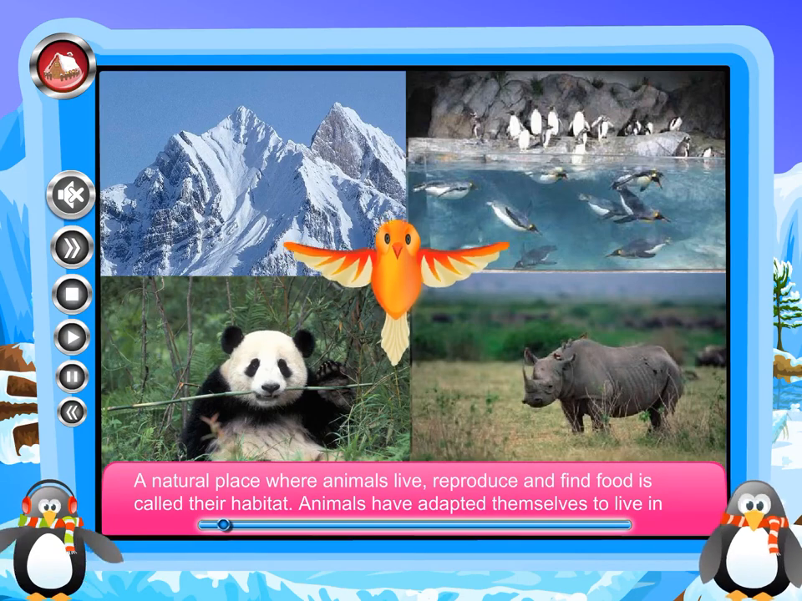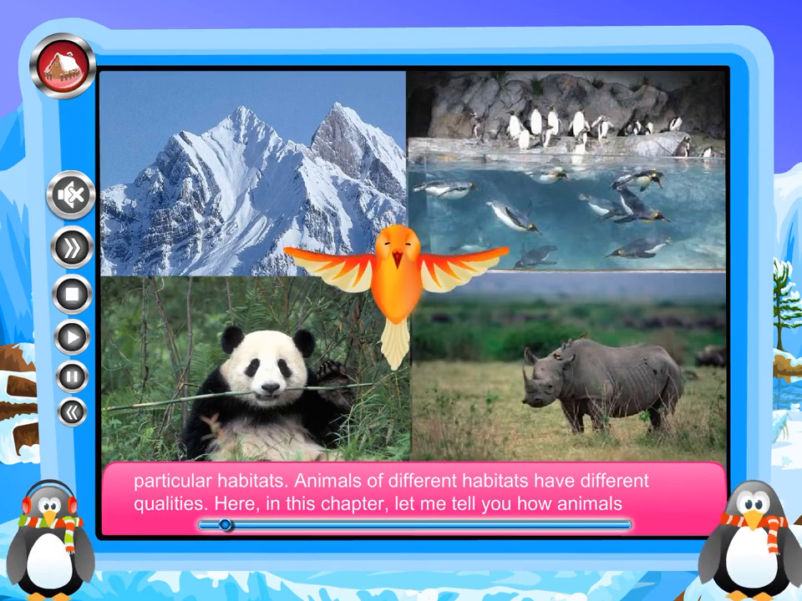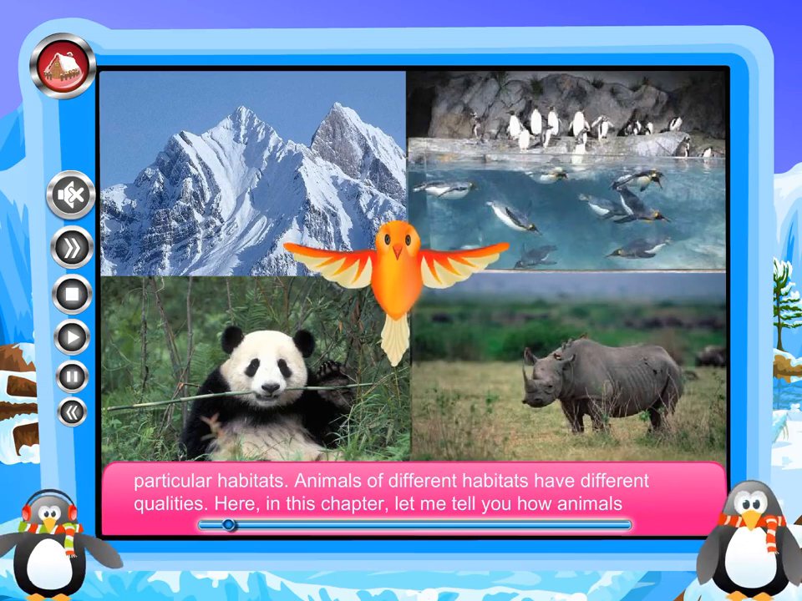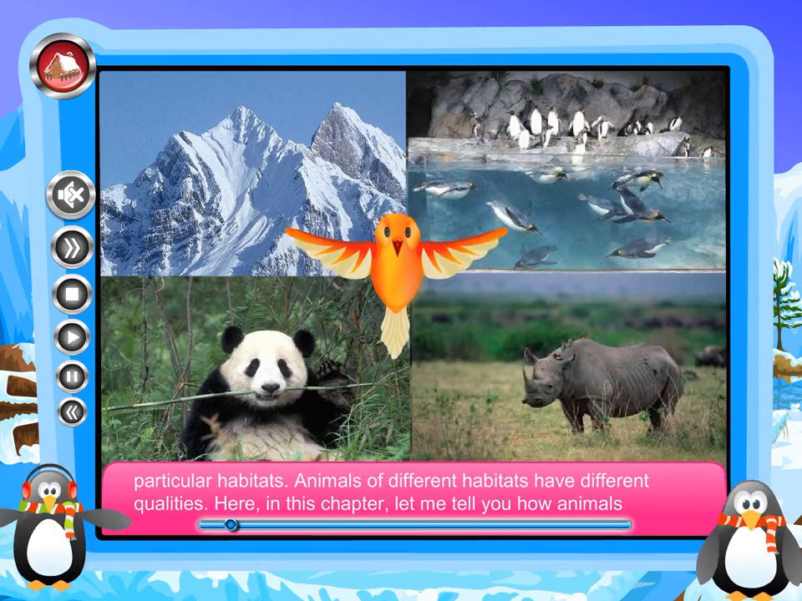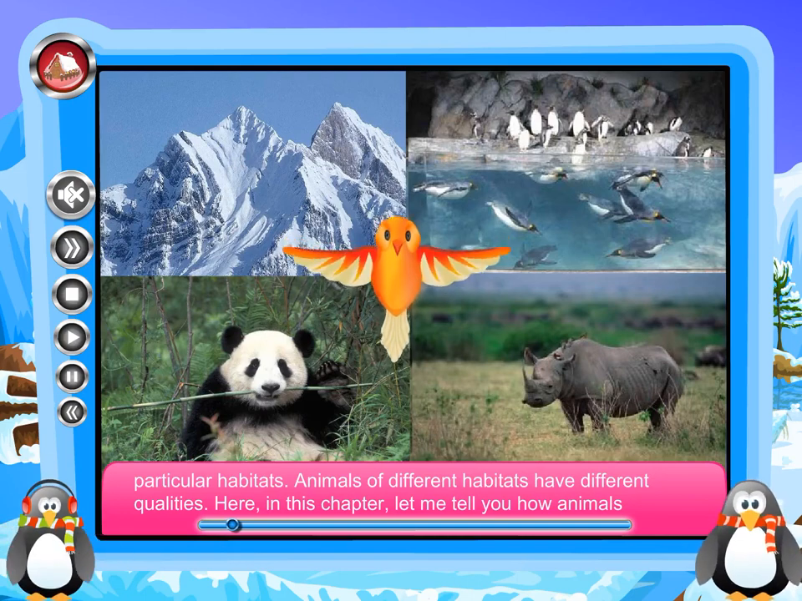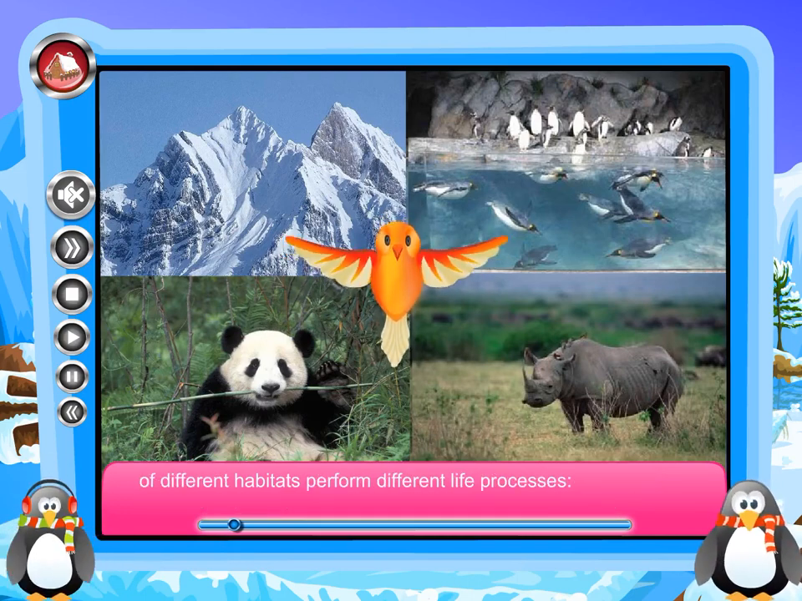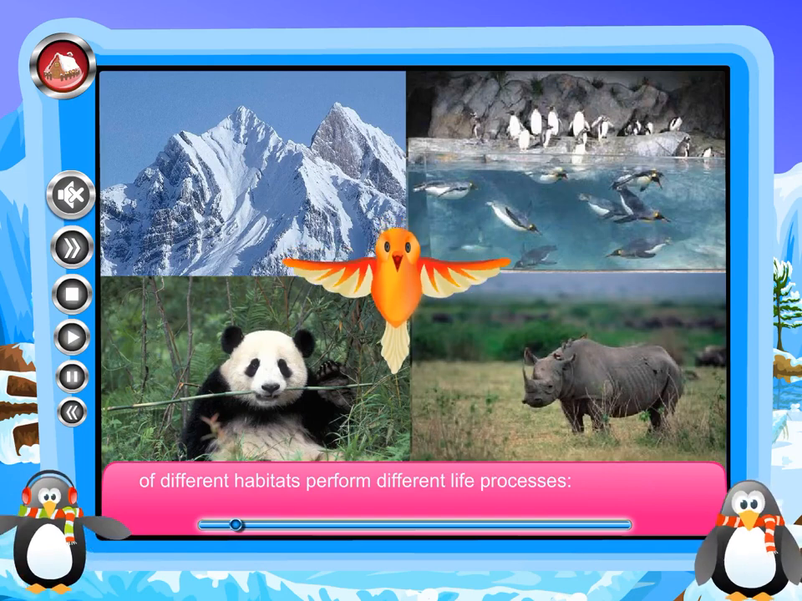Animals have adapted themselves to live in particular habitats. Animals of different habitats have different qualities. Here in this chapter, let me tell you how animals of different habitats perform different life processes.